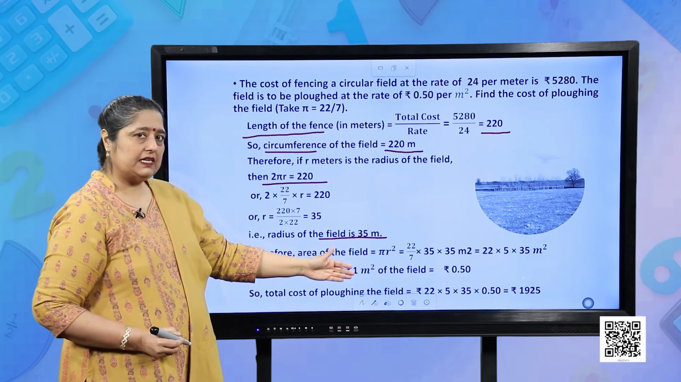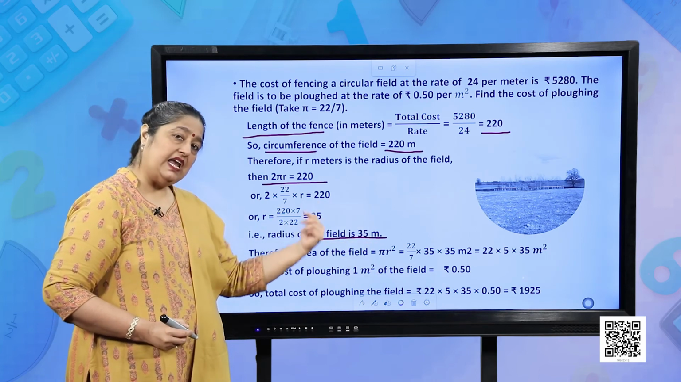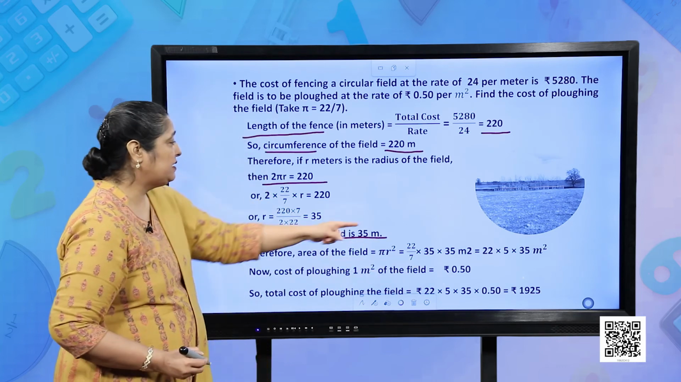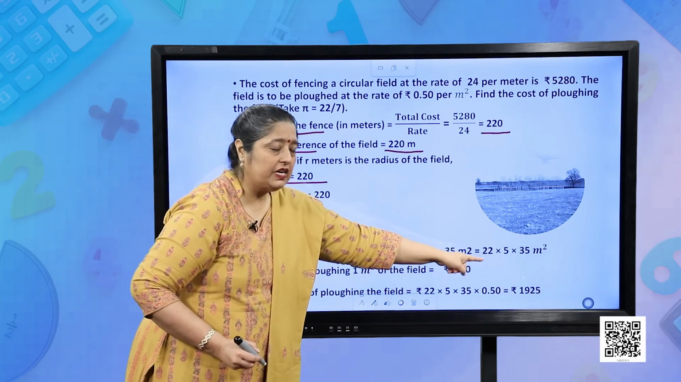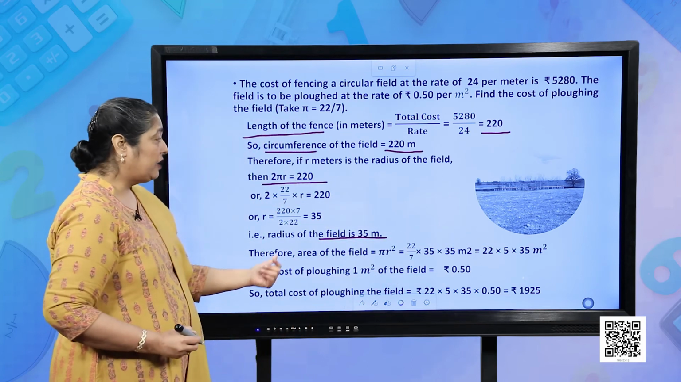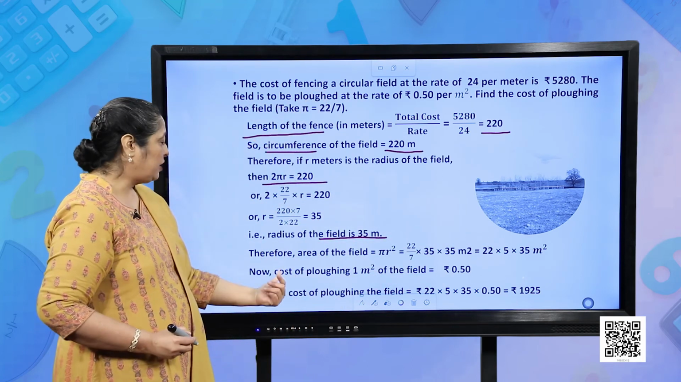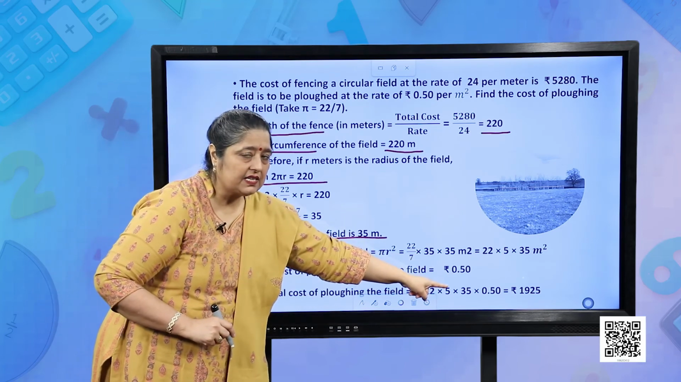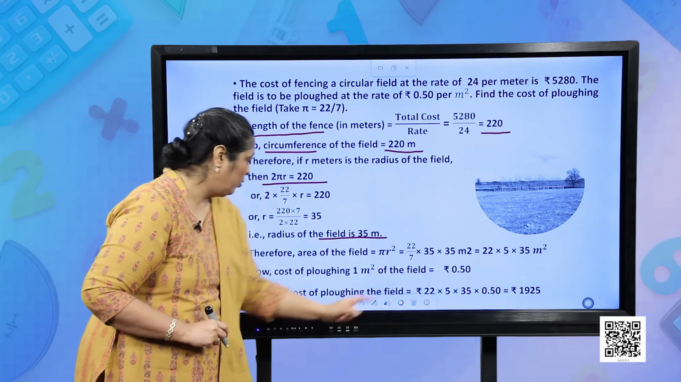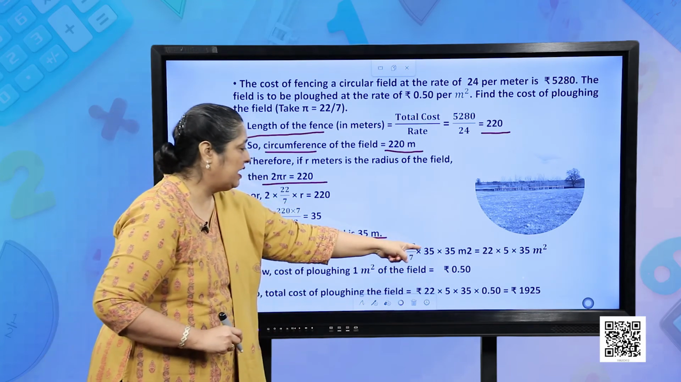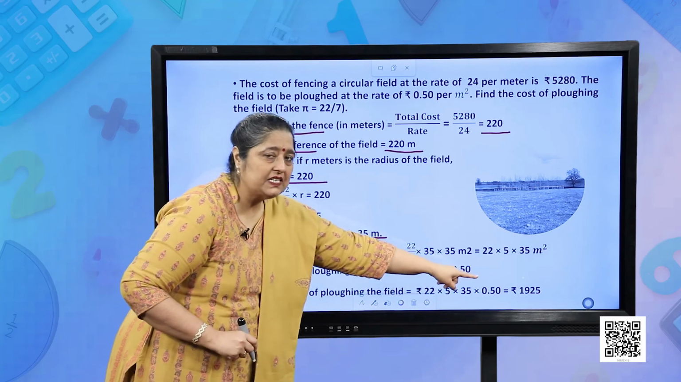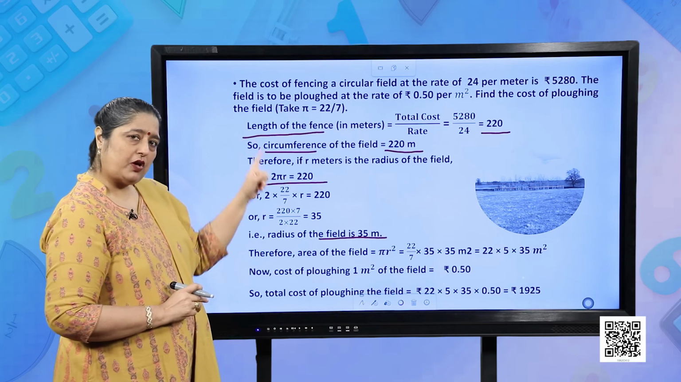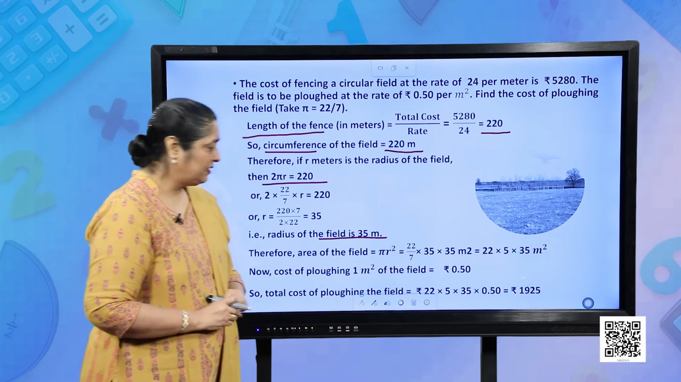Therefore, the area of the field is pi r square. Substituting the value of r, we have the area as 22 into 5 into 35 meters square. Now, according to the question, the cost of plowing 1 meter square of the field is 50 paise, that is rupees 0.50. Multiplying this with the area, we get the answer as rupees 1,925. I hope the process is clear. So, let us move forward.